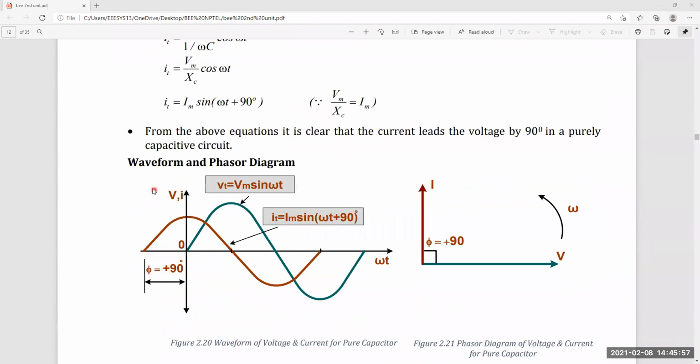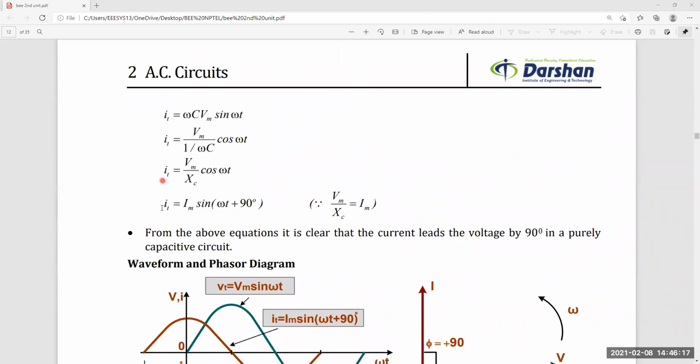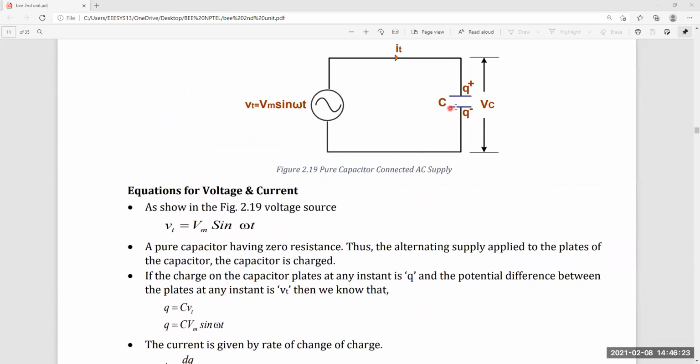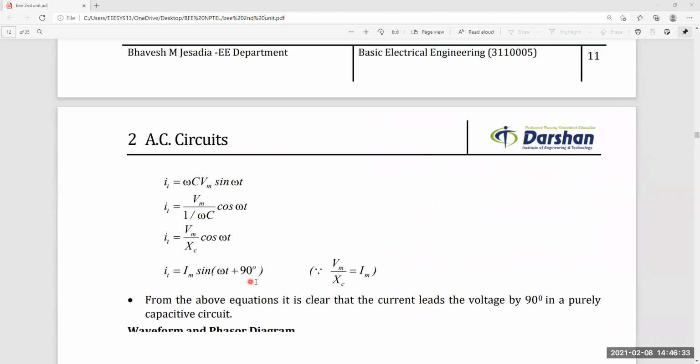Okay. Waveform and phasor diagram. So here Vt is equal to Vm sin omega t, so it starts from 0. If you are taking voltage as a reference, it starts from 0, but current leads by 90 degrees. Current leads the voltage by 90 degrees because a capacitor does not allow sudden changes in voltage. That's why voltage lags the current by 90 degrees. Purely capacitor, that's why complete 90 degrees.